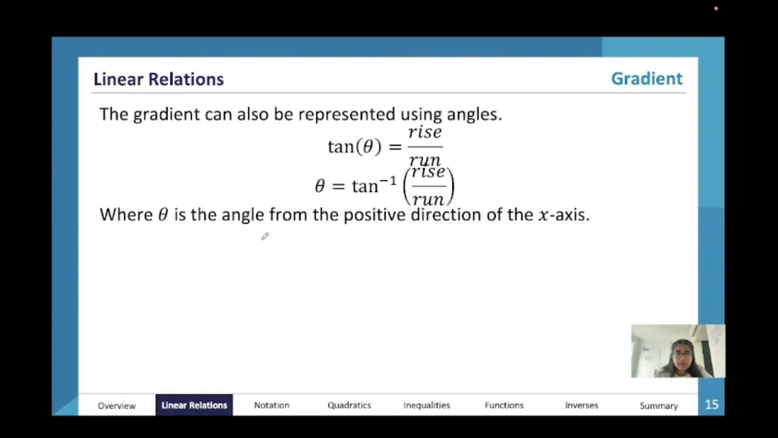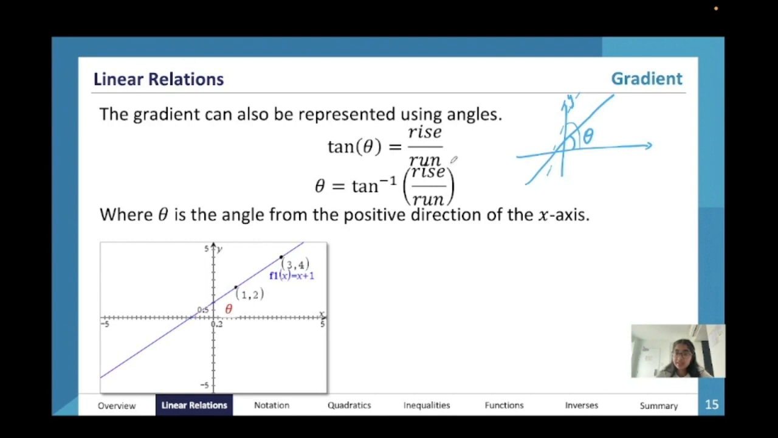Okay, so gradient can also be represented using angles. So let's say you have a graph that's like this. So you've got y, you've got x, and let's say it's going like that. This is an angle. And if the angle is bigger, it's telling me that the graph is more steep. If the angle is smaller, it's telling me the graph is more flat. So you can use this angle to figure out the gradient. So you can say tan theta is rise over 1, and then theta is tan inverse of rise over 1. So now we're going to talk about how we actually get that.